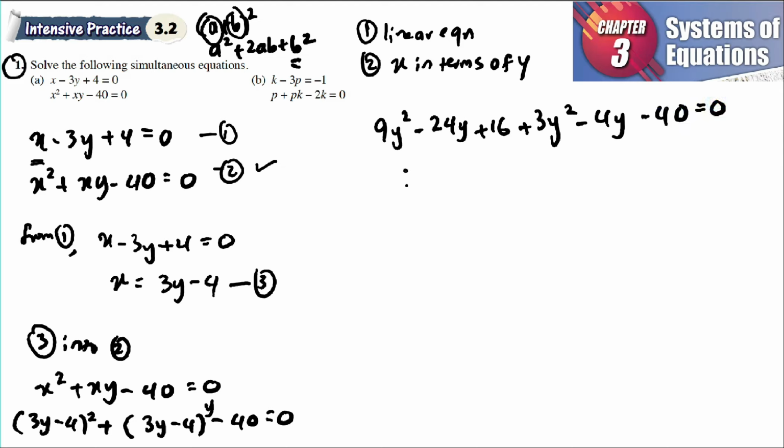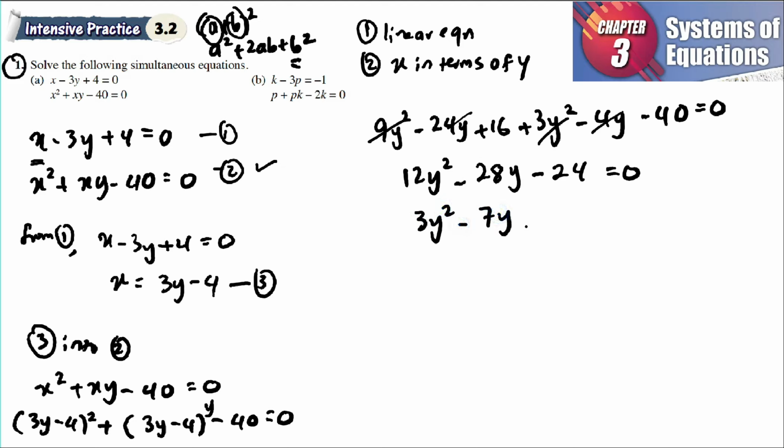9 plus 3, you get 12y squared. Negative 24 minus 4, you get negative 28y, and 16. Okay, this one done. 16 minus 40, you get negative 20 is equal to 0. So you see you can divide everything by 4. Divide by 4, you get 3y squared. 28 divided by 4, you get 7y. Negative 24 divided by 4, you get negative 6 is equal to 0.